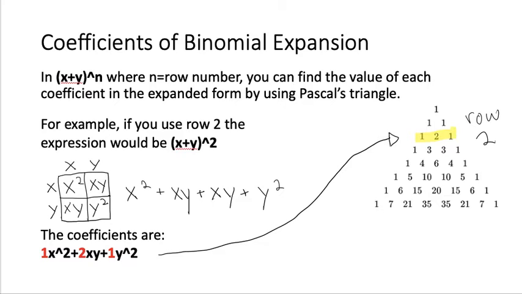Here we can see the coefficients of the expression and that they match the numbers in row 2: 1, 2, 1. This can be applied to problems where you need to know the coefficients of this expression to a certain power. You can just look at whatever row you need.